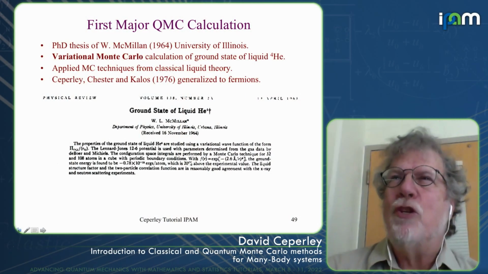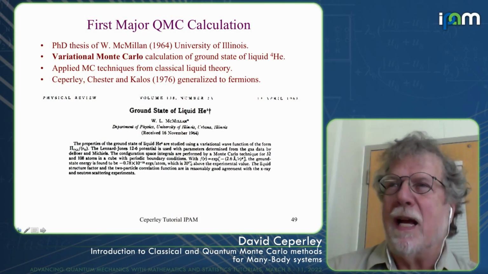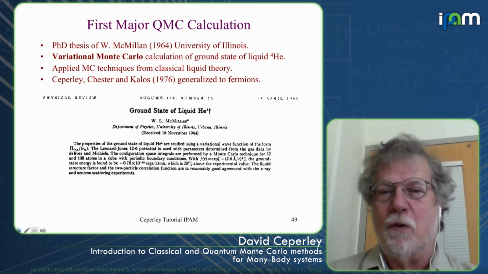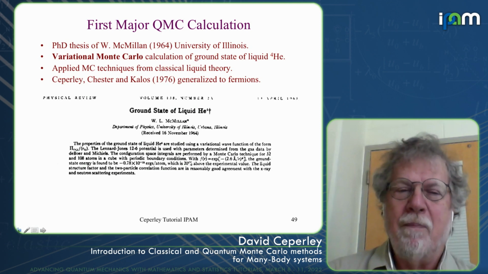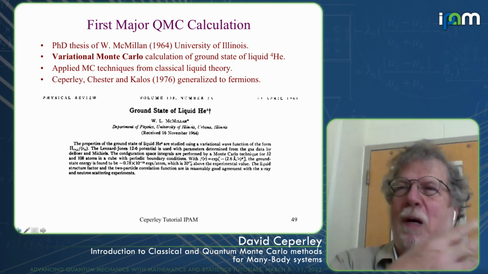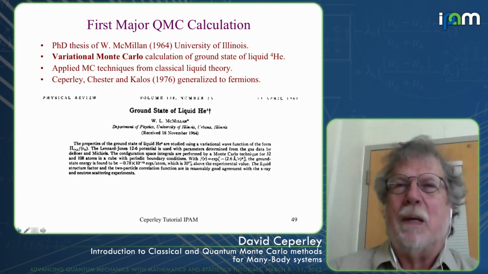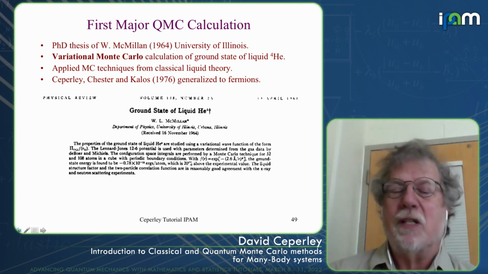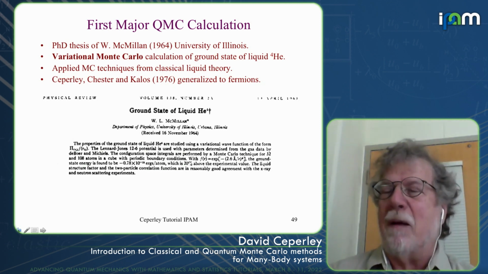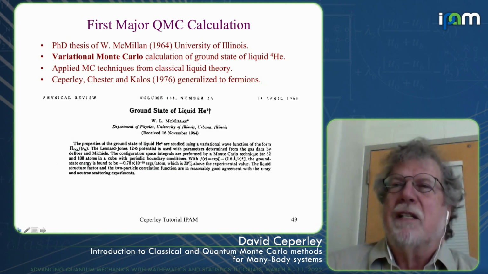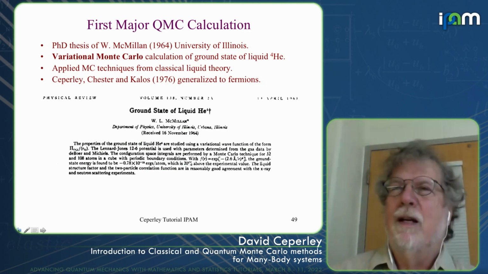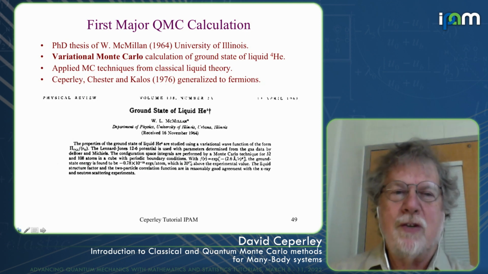The first major QMC calculation was done by a graduate student here at the University of Illinois, Bill McMillan, in 1964. And he developed what we call Variational Monte Carlo, which is exactly what the last speaker talked about at the end of his talk. He was doing this system of helium atoms. It's like a Lennard-Jones system. I hope you know what that is, just particles interacting with an R^6, R^12 potential.